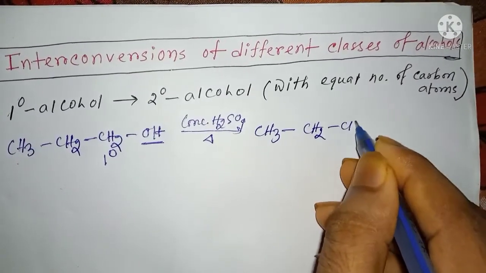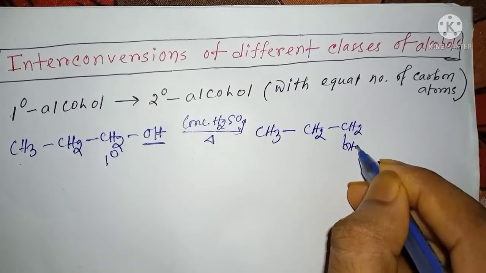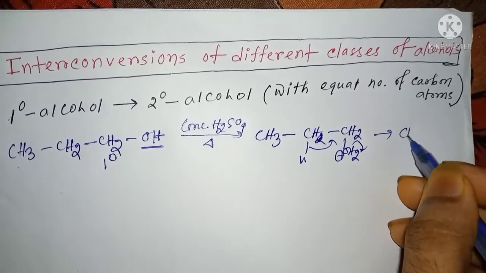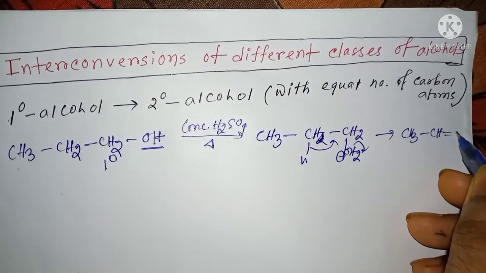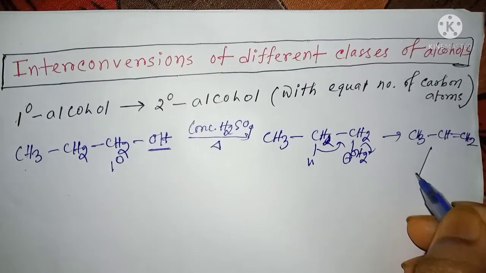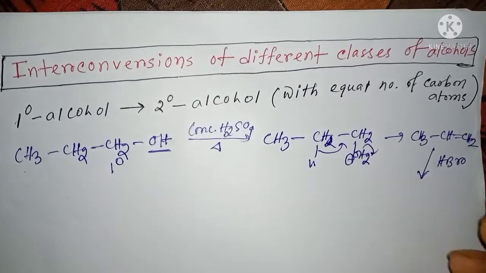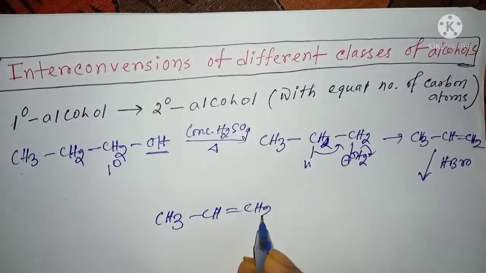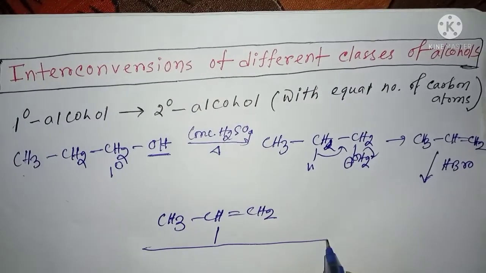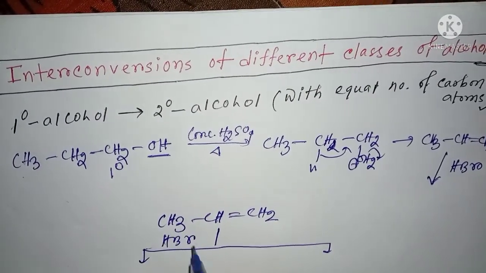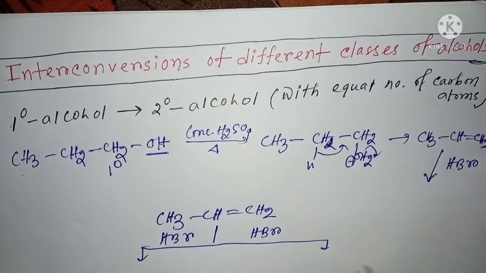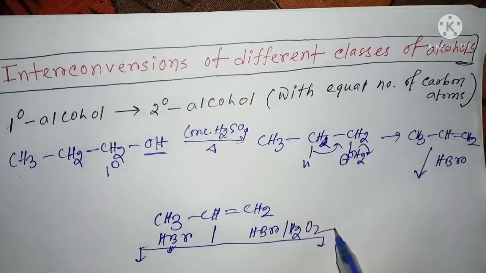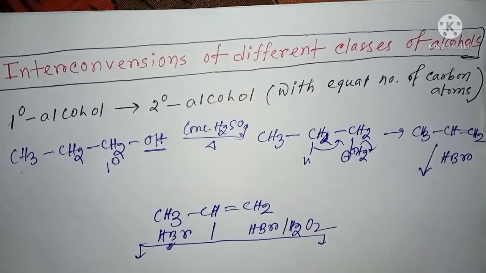CH3CH2CH2OH2+ first, then remove H2O. So this is CH3CH=CH2. Now HBr attacks this alkene in two ways: one is the Markovnikov rule, another is the anti-Markovnikov rule. Without peroxide, this is the Markovnikov rule, and in the presence of peroxide H2O2, it follows the anti-Markovnikov rule.